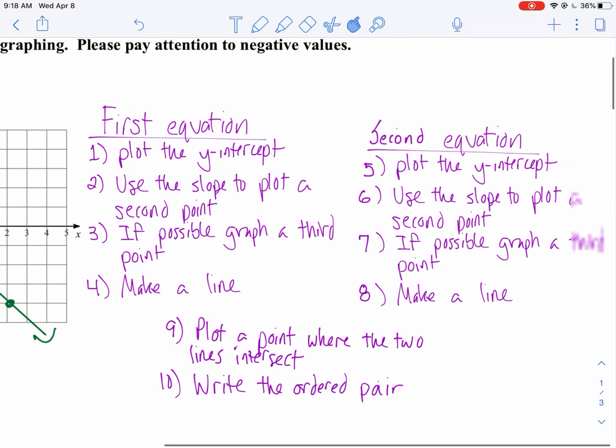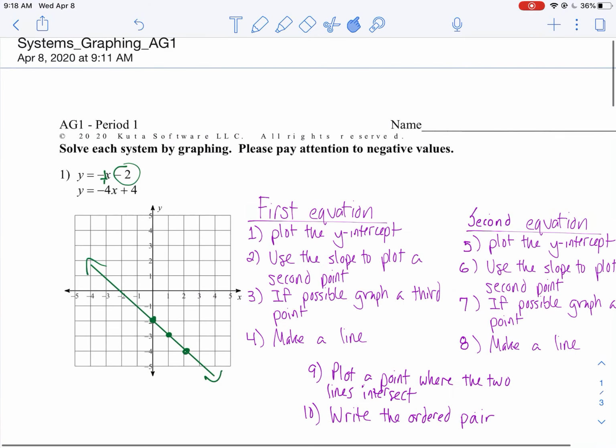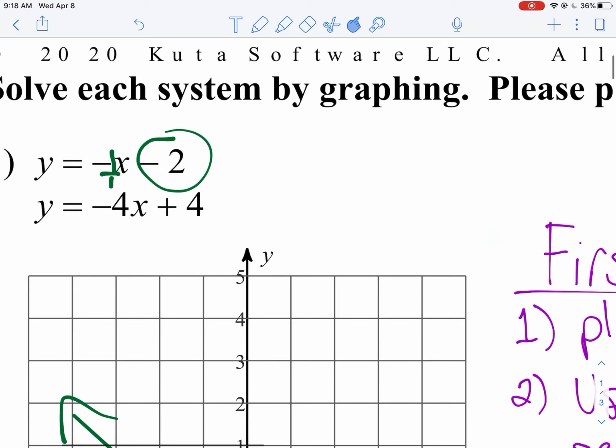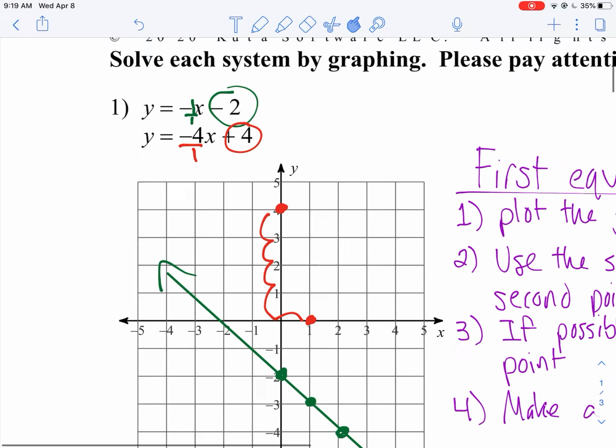Now for your second equation, you're going to do the same exact thing. Plot the y-intercept, use the slope to plot a second point, if possible graph a third point, and make a line. So let's do this. For our second equation here, I've got +4 as my y-intercept, -4 over 1 as my slope. I'm going to go to +4, graph my point. My slope, -4 over 1. Go down 1, 2, 3, 4 over 1.